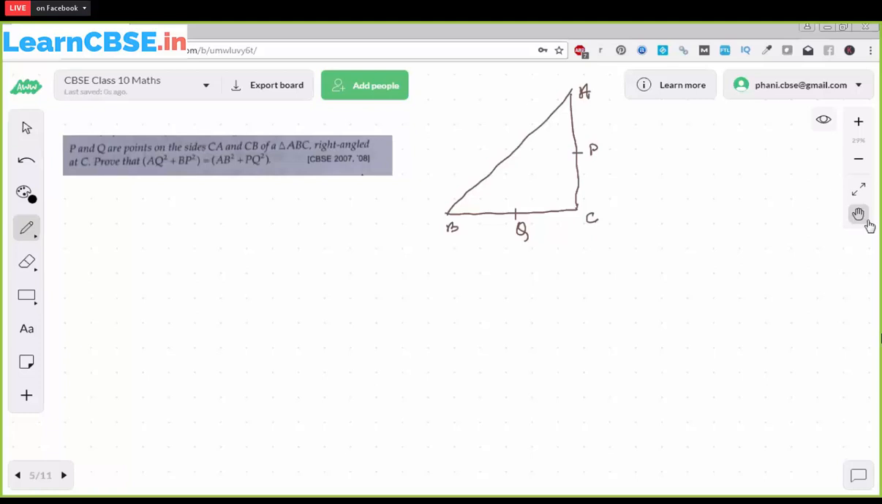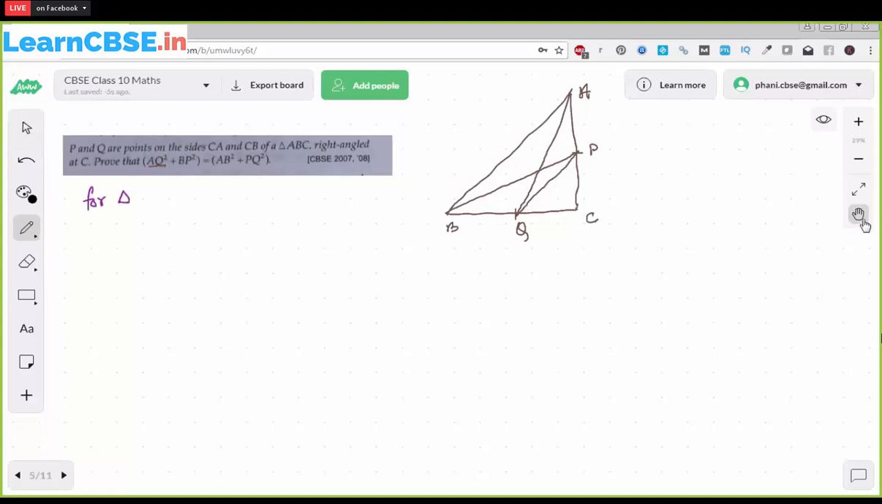Now we have to prove that AQ square plus BP square equals AB square plus PQ square. So we need to join AQ, join BP, and also join PQ. So we have to choose the triangles in such a way that we can use all this data given. So how can we prove it? First of all, I'm taking the right angle triangle ACQ.